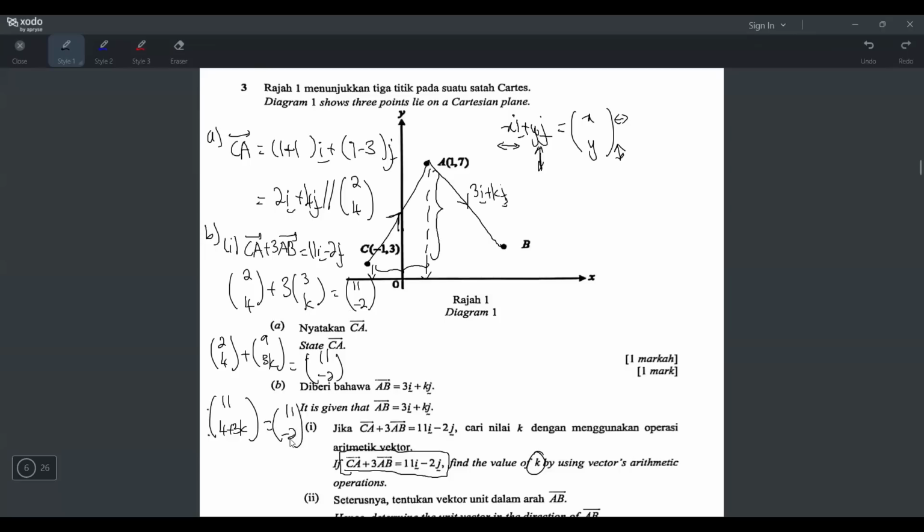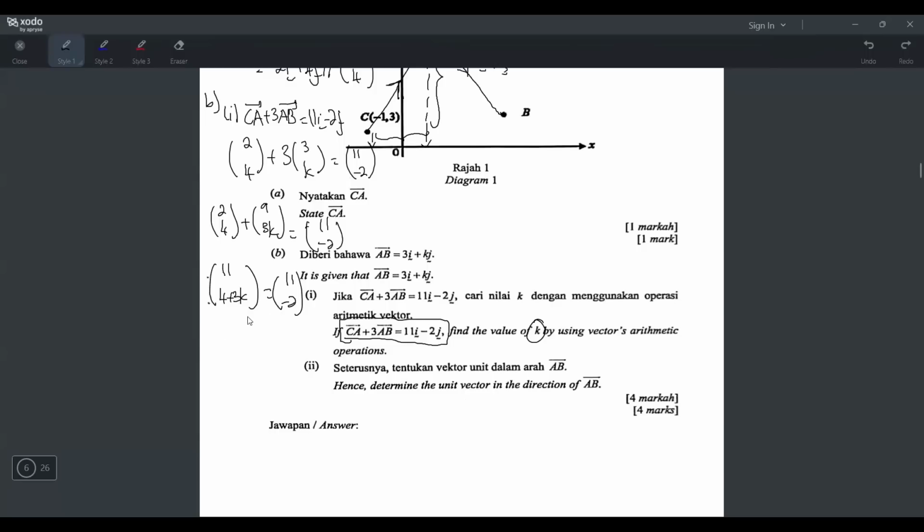Now we can compare. When you compare, you will compare the i with i, the j with j, right? It means you compare top with top, bottom with bottom. So top with top is already the same, 11, 11. So 4 plus 3k is equal to negative 2. Now 3k equals negative 2 minus 4, negative 6. Divide by 3 is negative 2. So the k answer is negative 2.